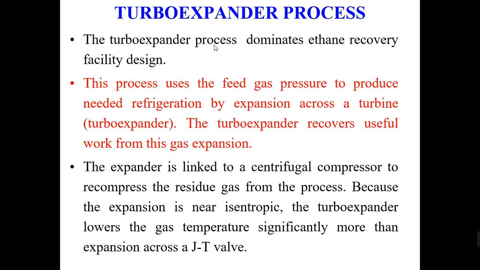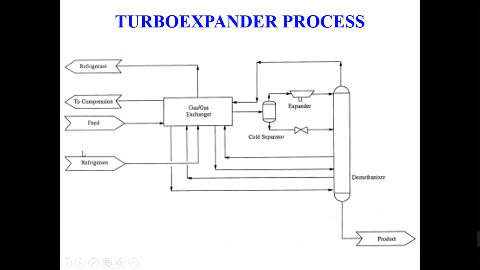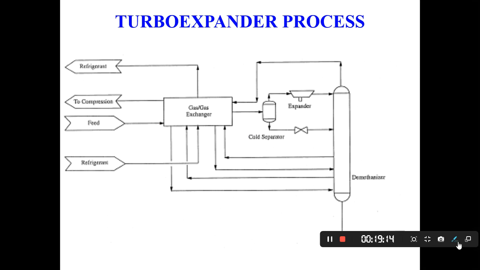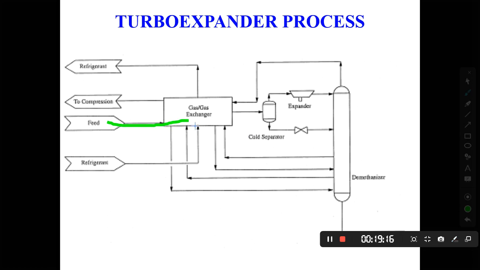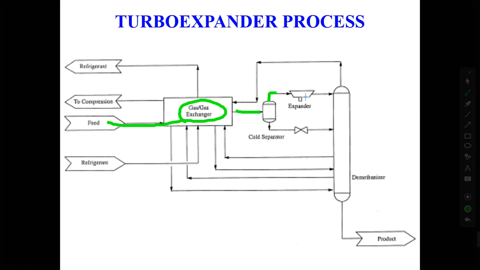Then we have another process, which is the turbo expander. Nowadays, wherever we are using ethane plus recovery, turbo expanders are mostly used. These are the rotary types, as I showed you in the video also. In this case, this is the feed gas, which goes through the heat exchanger here, and then we have the cold separator. After the cold separator we put the turbo expander here, and based on the turbo expander we remove the demethanizer or deethanizer.